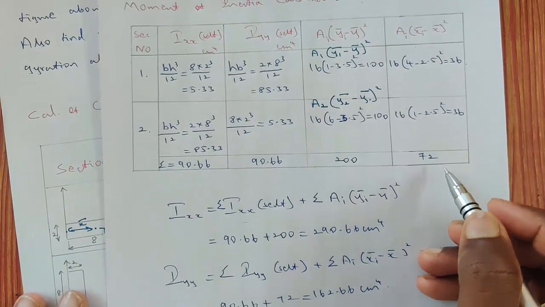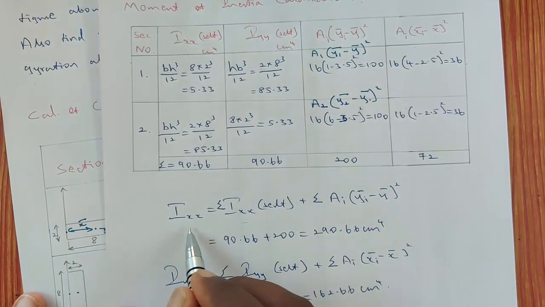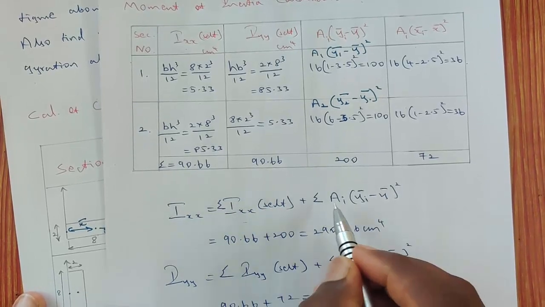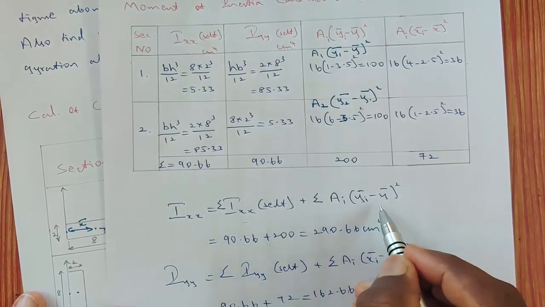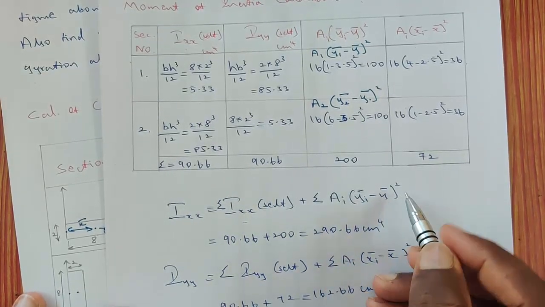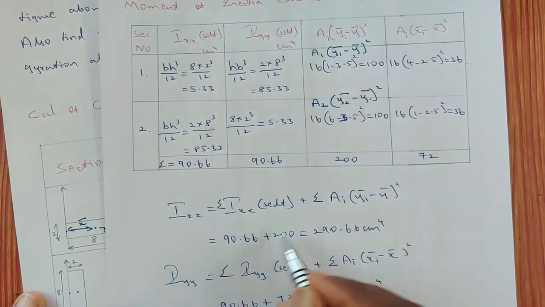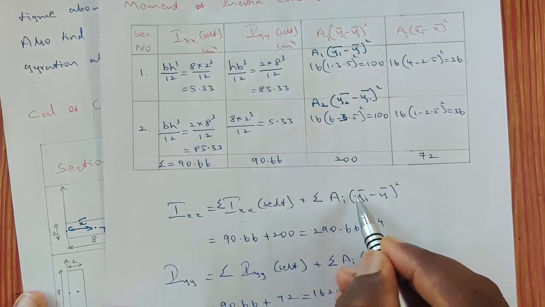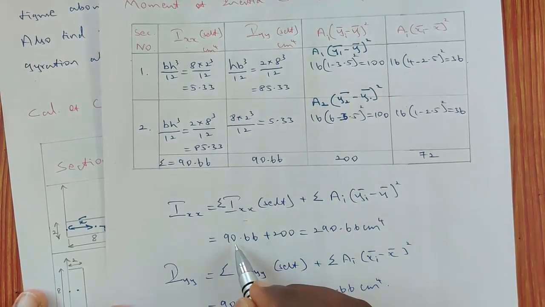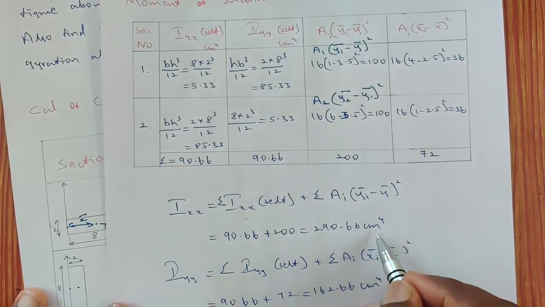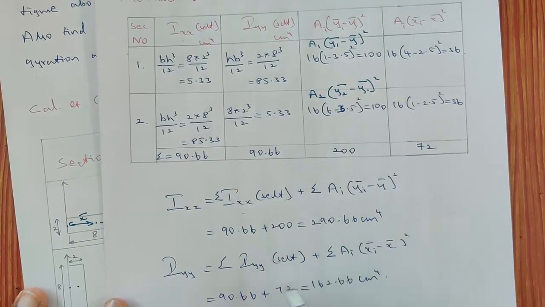Calculate the summation of everything. Then finally, by using the parallel axis theorem, Ixx is equal to summation of Ixx self plus summation of A(y bar minus Y bar) the whole square. Summation of Ixx self is 90.66. Then summation of A(y bar minus Y bar) square is 200. So 90.66 plus 200 is equal to 290.66 centimeter power 4.